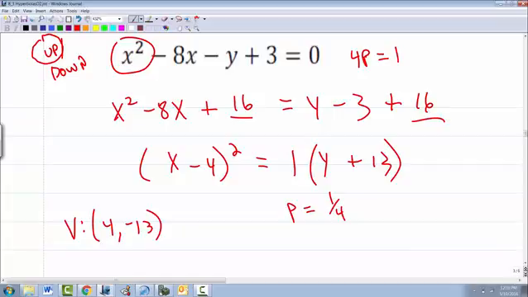And then which way does this go? Up, right? So where should I go for the focus? Up. And where should I go for the directrix? What value should I go up and down?